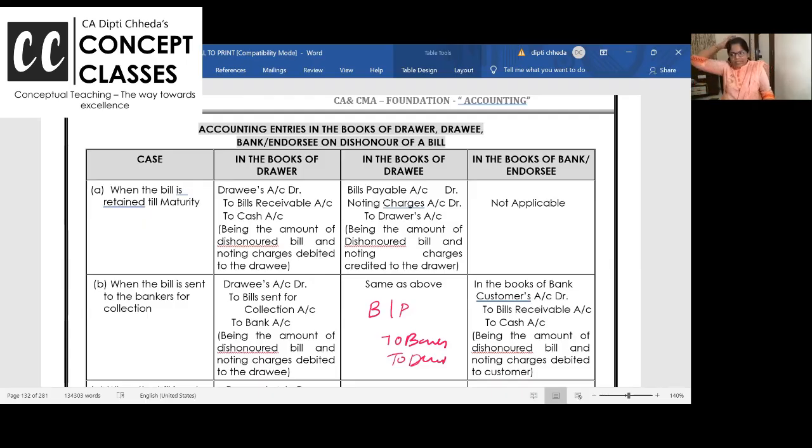Please read these entries carefully. These are base-level entries for dishonor and sequence. If you know them, 100% your pen will flow in the exam. From my paper correction experience, dear students, mistakes are made in non-trading final accounts, not in these chapters. Issue of shares and these chapters are just journal entries. So very easy.